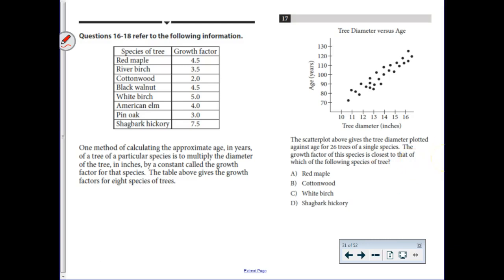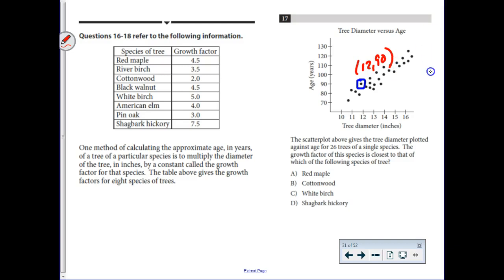The scatter plot above gives the tree diameter plotted against age for 26 trees of a single species. So this is just a whole bunch of data for the same type of tree. Go find your favorite point on the scatter plot, and it really doesn't matter where it is as long as it's easy for you to read and interpret. This one looks kind of good.